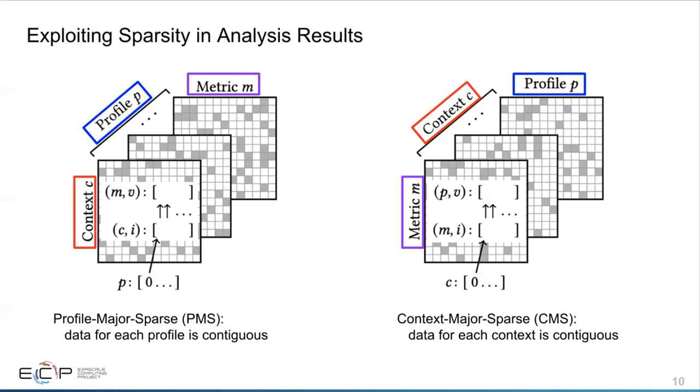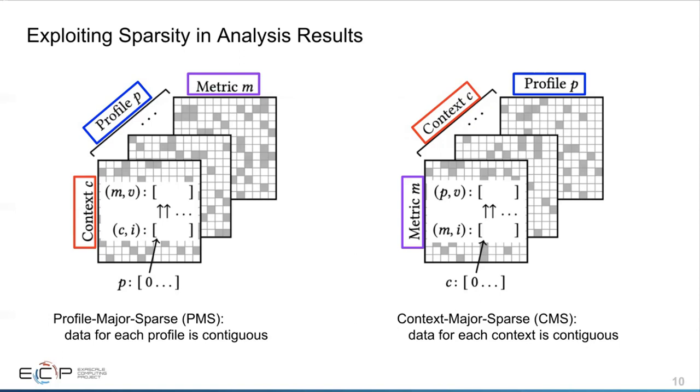For PMS, data for each profile is contiguous. For CMS, data for each context is contiguous. So with PMS, it will be much easier for us to check the whole performance of one thread or one GPU stream. And with CMS, it will be really good for us to check the metrics for one single context across all threads. For example, it will be ideal for us to use it to check load balance.